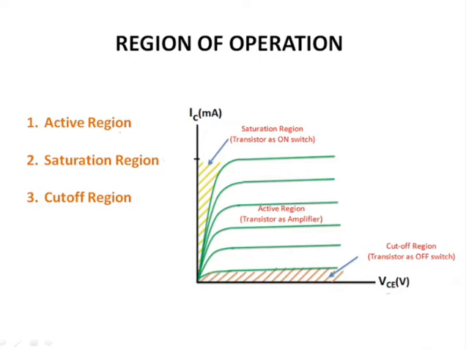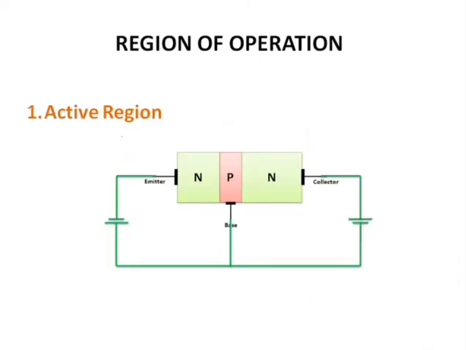BJT works as an amplifier in active region, and it acts as a switch in these two regions, saturation and cutoff region. How? In saturation region, transistor is completely on, and in cutoff region it is completely off. So combinedly in these two regions, a transistor works as a switch. And if we want to use it as an amplifier, then we will have to use it in active region. Now what these three regions are and how we can obtain these three regions in a single BJT, this we will see now.